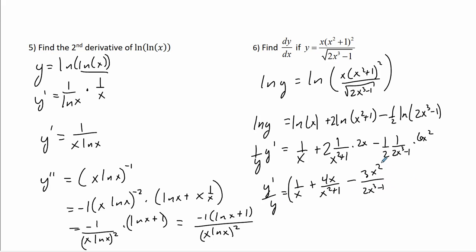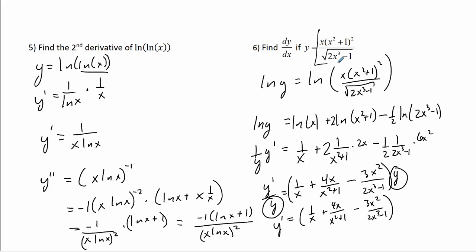But all of this is going to be multiplied by the y down here. So I get y prime equals y times (1 over x plus 4x over x squared plus 1 minus 3x squared over 2x to the 3 minus 1). But if I leave this y here, that's not actually right. What does y actually equal? If I go back to the original equation, y is equal to that. So let's plug that in, which is x times (x squared plus 1) squared over the square root of 2x to the 3 minus 1.